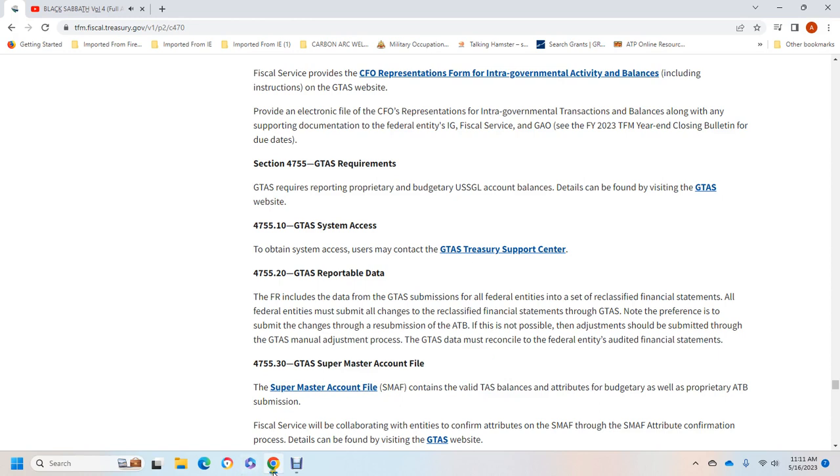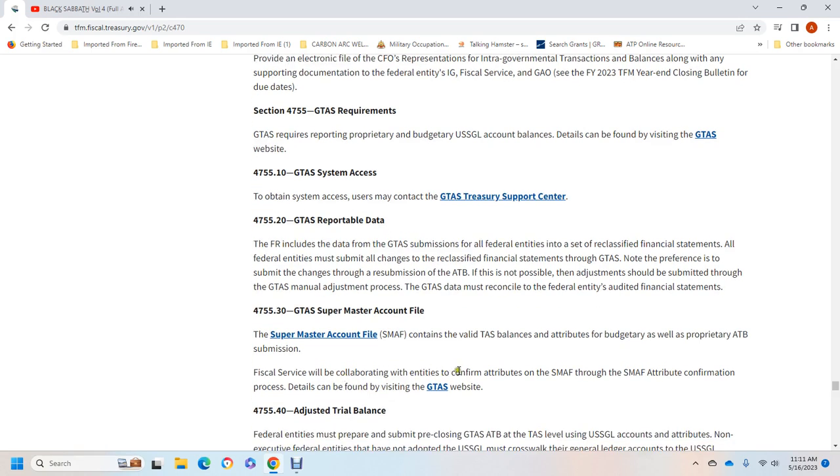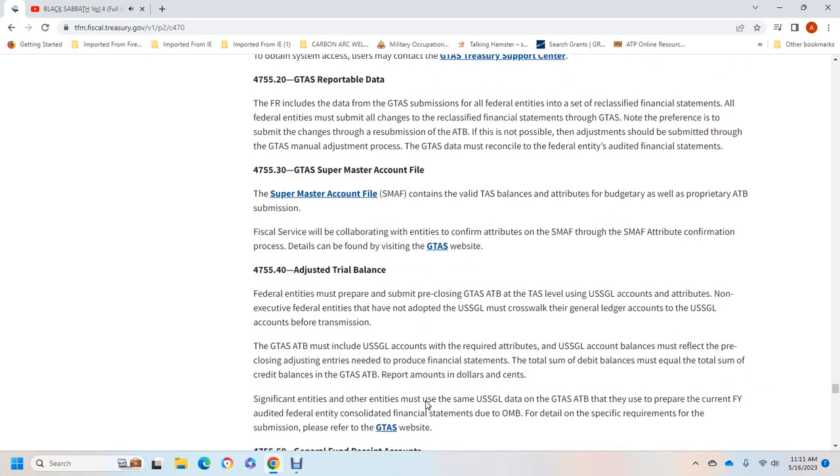Section 4755.30: the Government-wide Treasury Account Symbol supermaster account file, or SMAF, contains valid Treasury Account Symbol balances attributed to the budgetary accounts, as well as the appropriate adjusted trial balance submission. The Official will collaborate with the entity to confirm the supermaster account file with the supermaster account attributed through the confirmation process. Details will be found on the Government-wide Treasury Account Symbol website.